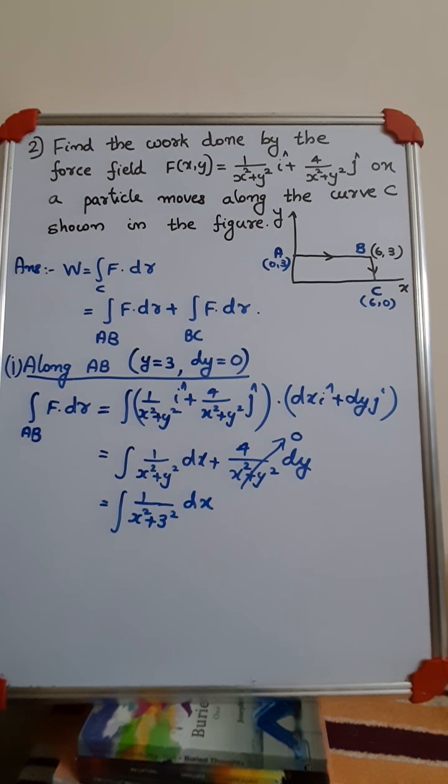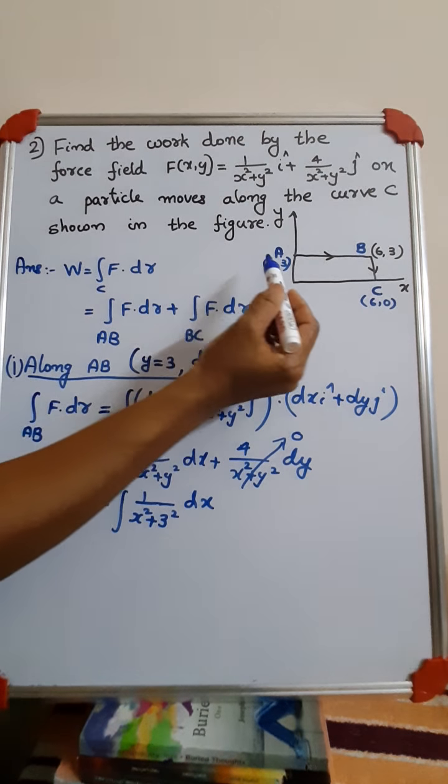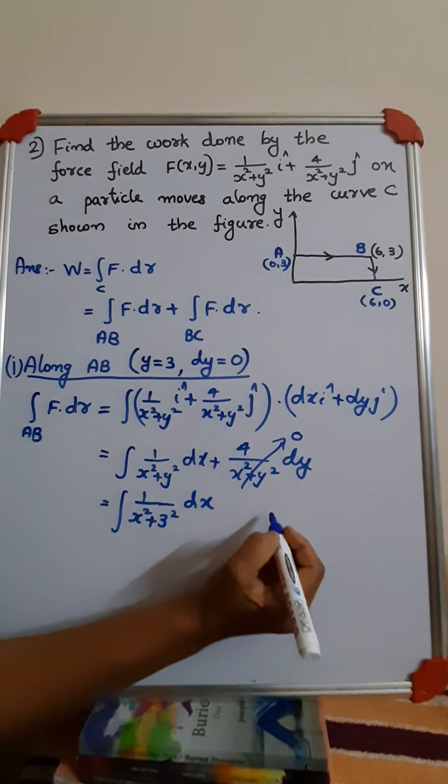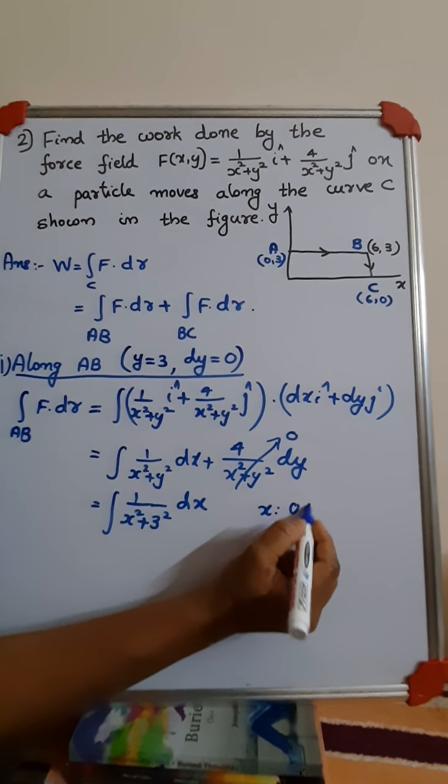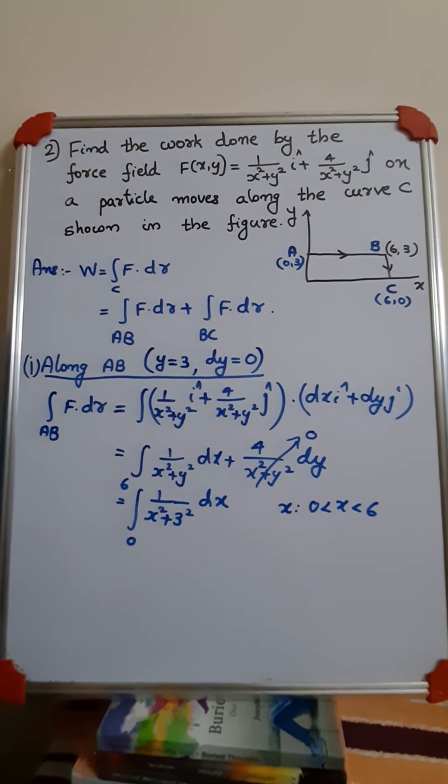Now, what is the limit of x? In straight line AB, x varies from 0 to 6. So, limit of x is 0 less than x less than 6. So, limit is from 0 to 6.